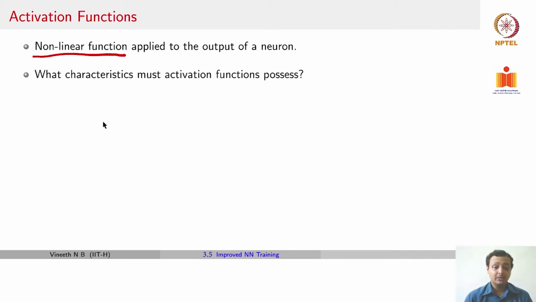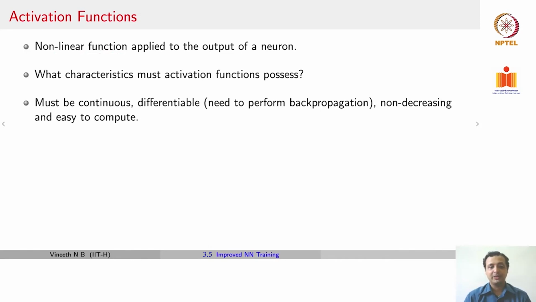Let's now try to ask, what characteristics must activation functions possess? What do you think? By now you must know that they must be differentiable, because otherwise you cannot backpropagate gradients. But what else should they possess? What kind of functions can become activation functions? We've seen a few so far. We've seen the sigmoid, we've seen the Tanh, we've seen ReLU, so on and so forth. Do you see any commonality in the shape of these functions, in the nature of these functions?